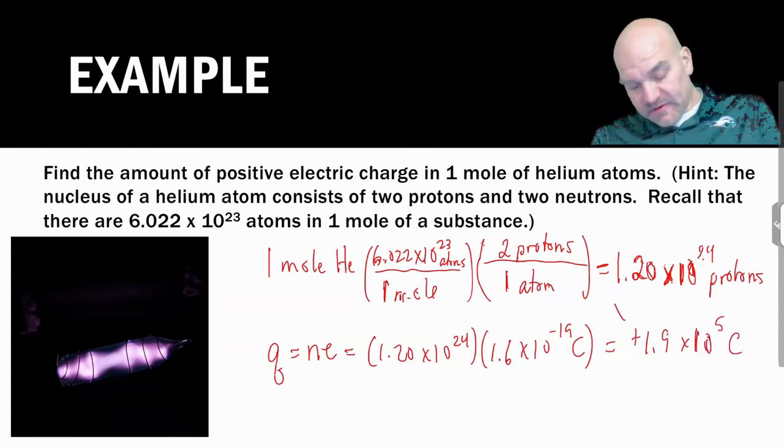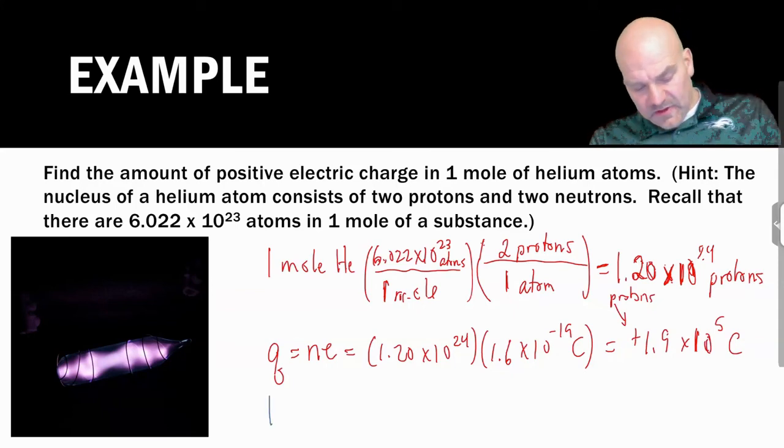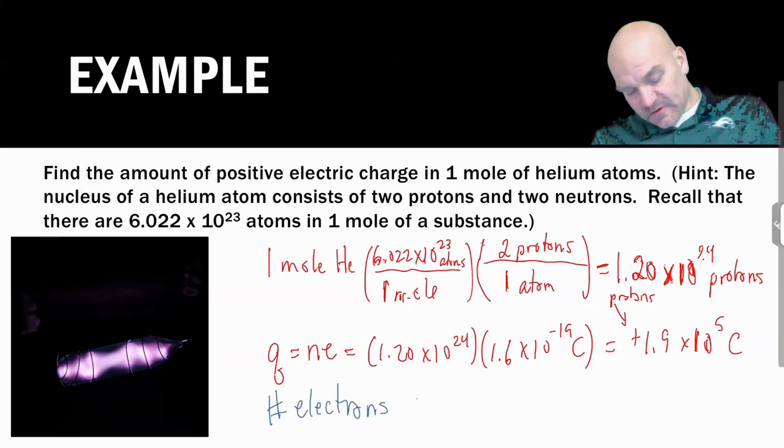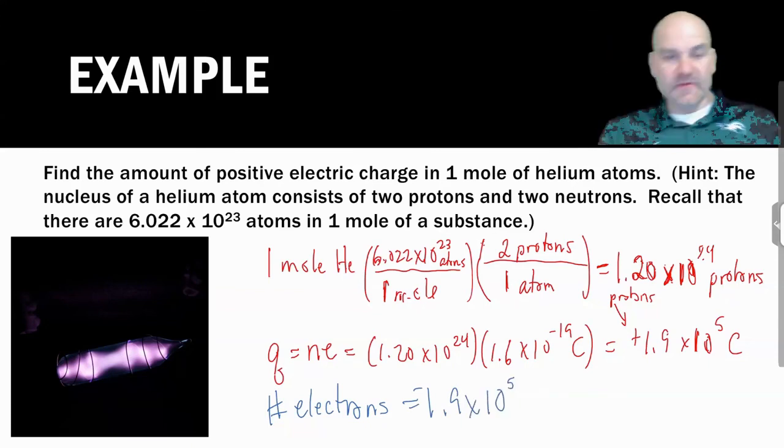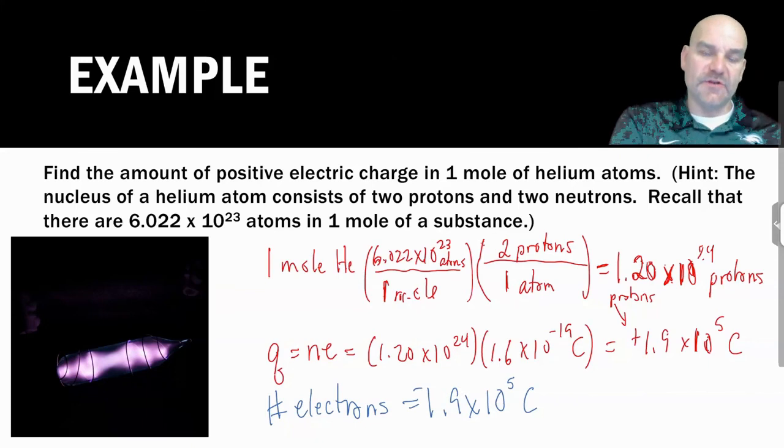Note that it's positive because we're looking at protons. If we're looking at the number of electrons, how much charge is that? Well, it's also going to be 1.9 times 10 to the 5th, but it's going to be negative, because a proton has positive charge and an electron has negative charge.